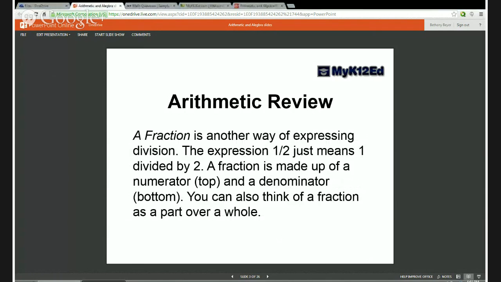A fraction is another way of expressing division. So the expression 1/2 just means 1 divided by 2. A fraction is made up of the numerator, which is on top, and the denominator, which is on the bottom. You can also think of a fraction as a part over a whole. So 1/2 would be 1 part over the whole, which is 2 parts.